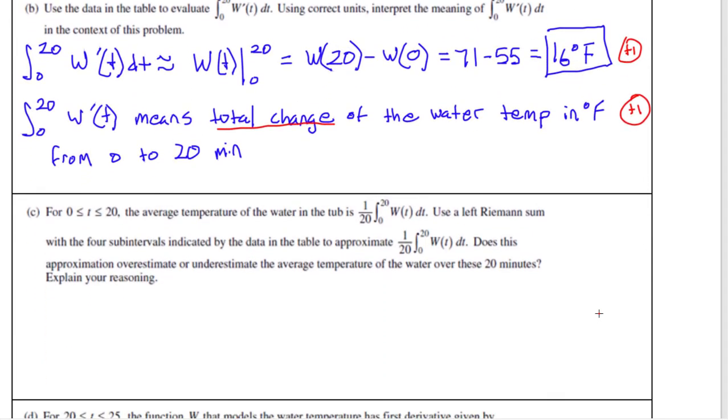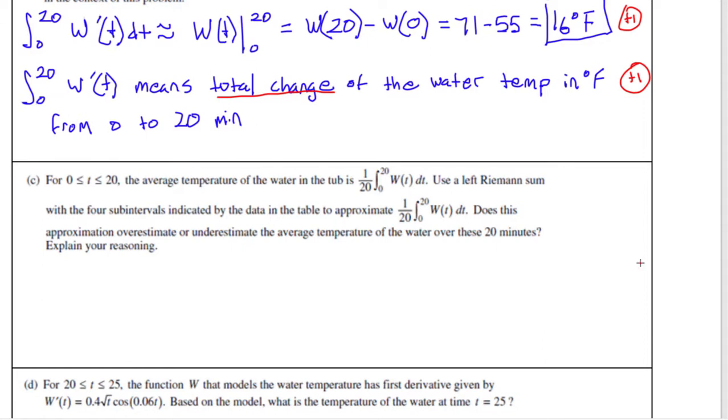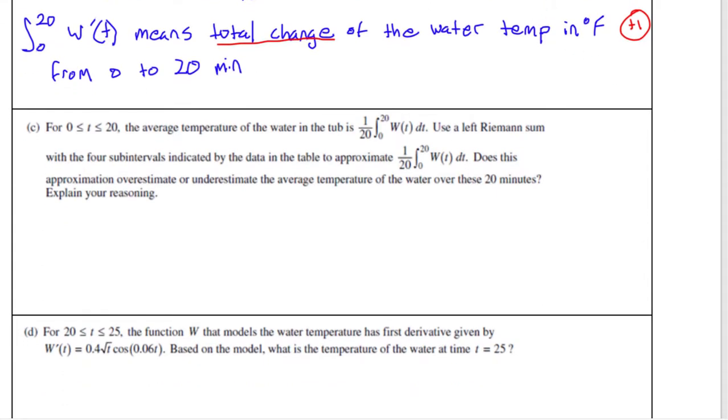All right, we're on to part C now. So if C was out of 3 points, if you got 3 out of 3, you can ignore me. If not, you are following along with me. So for this one, it says I need to find this average temperature. I'm just going to rewrite this. I'm going to say, okay, this 1/20th of the integral between 0 and 20 of W of t dt. This is going to be approximated by my left Riemann sum.